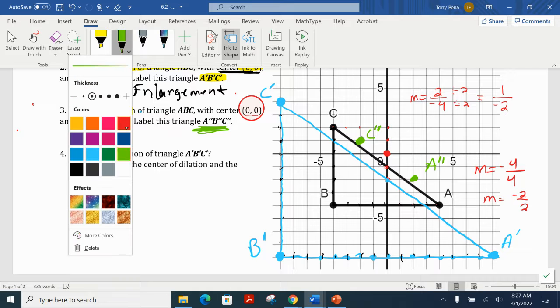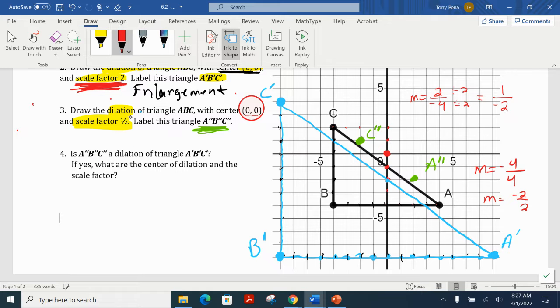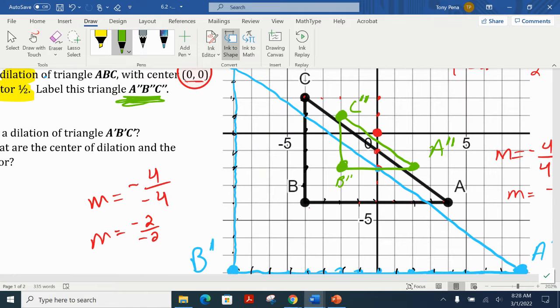And then last but not least, if we come down here to B, we said we went down 4, left 4. So now instead of going down 4, left 4, we're just going to cut those changes in half. Down 2, left 2. This would be B double prime. And when I now connect this, that should be our new triangle that just got cut in half.